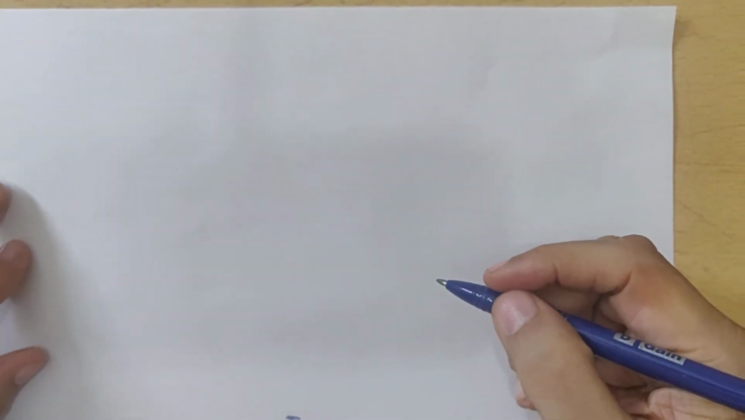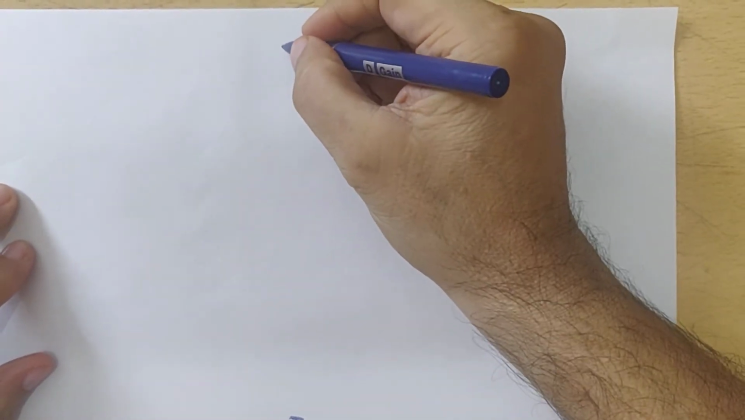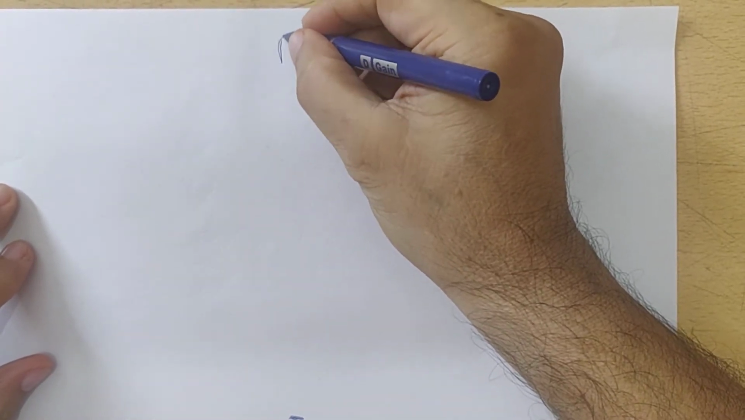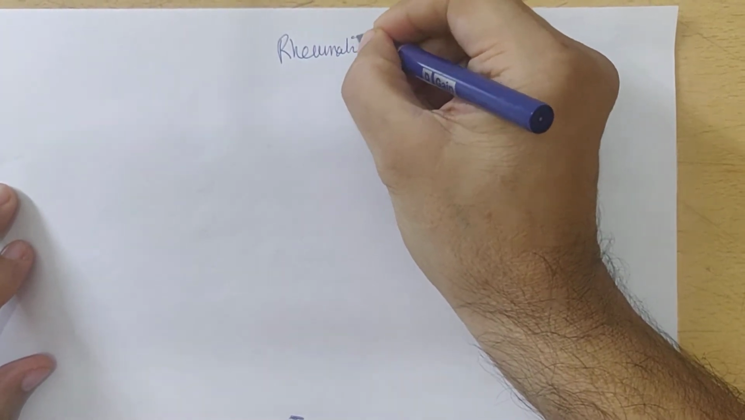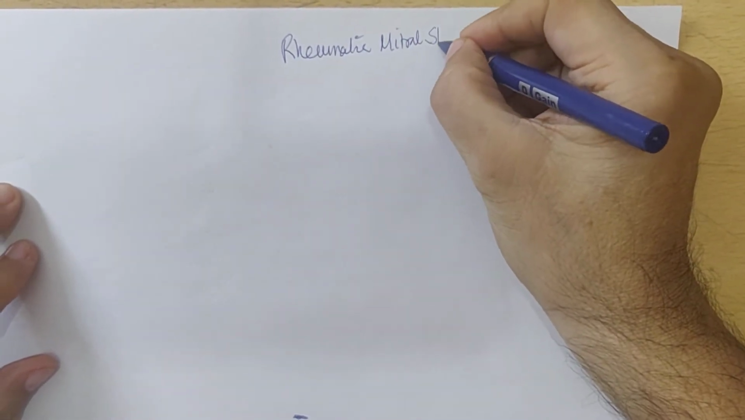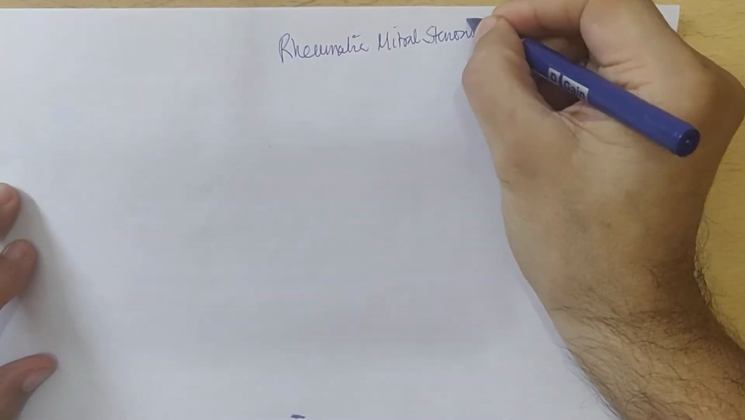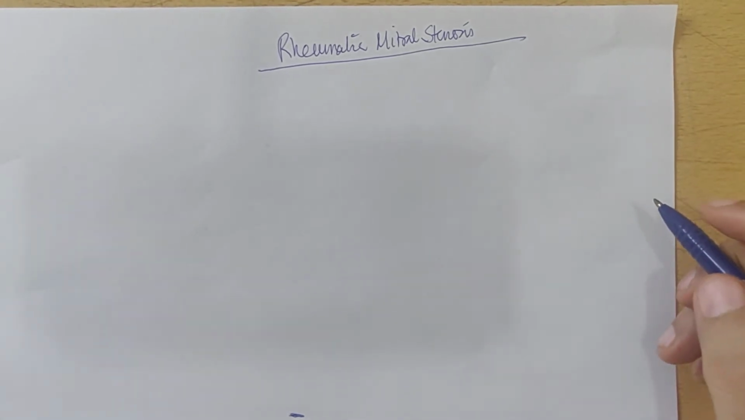Today we'll take an example of a typical diagnosis in medicine, like rheumatic mitral stenosis, and see how we can understand the patient based on the pathogenesis of the disease.